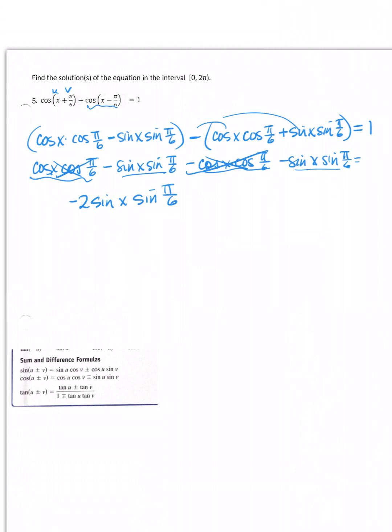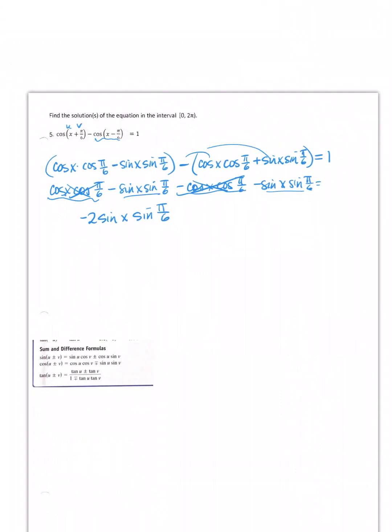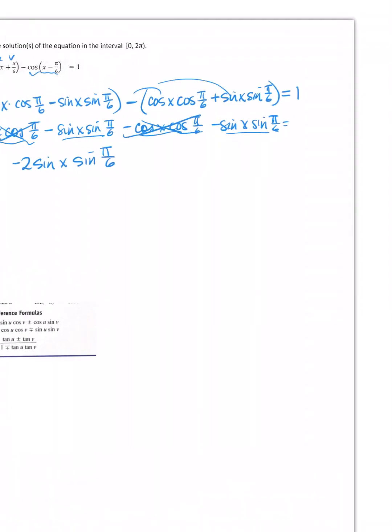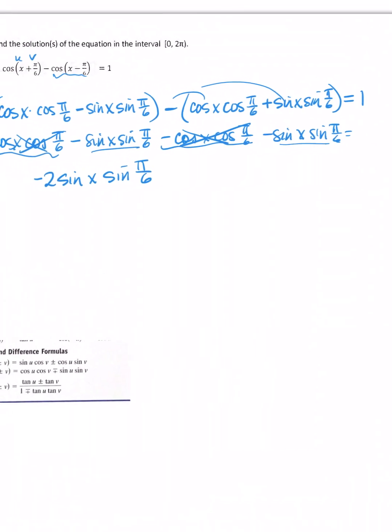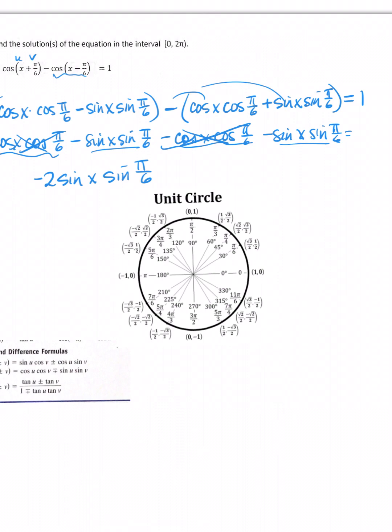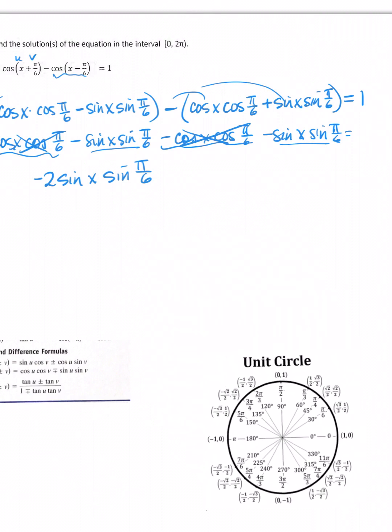All right, now we can utilize our unit circle. Well, what is pi over 6? What is the sine at pi over 6? So let's go to our unit circle. Pi over 6, where are we? Okay, there it is. Sine at pi over 6 is 1/2. All right, so let's plug that into our equation. And it still equals 1, right? All right, now I have negative 2 times 1/2 gives me negative 1 sine of x equals 1.